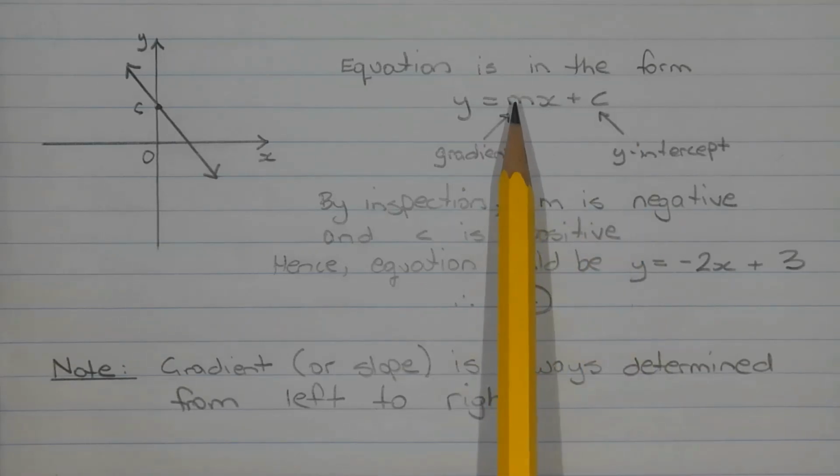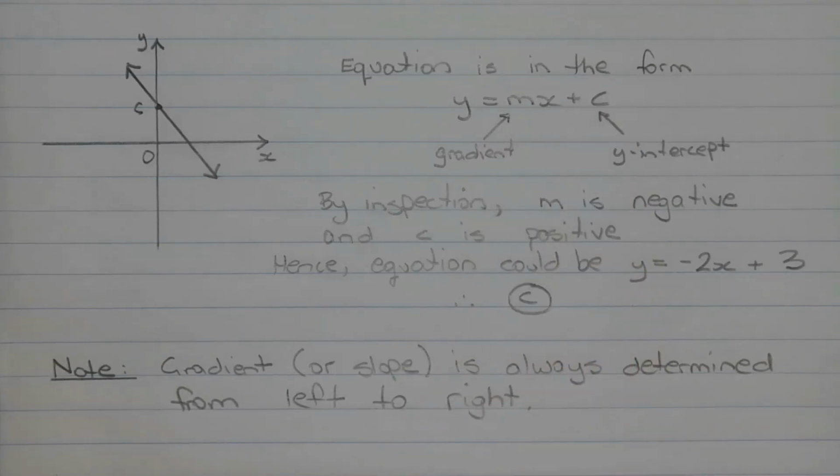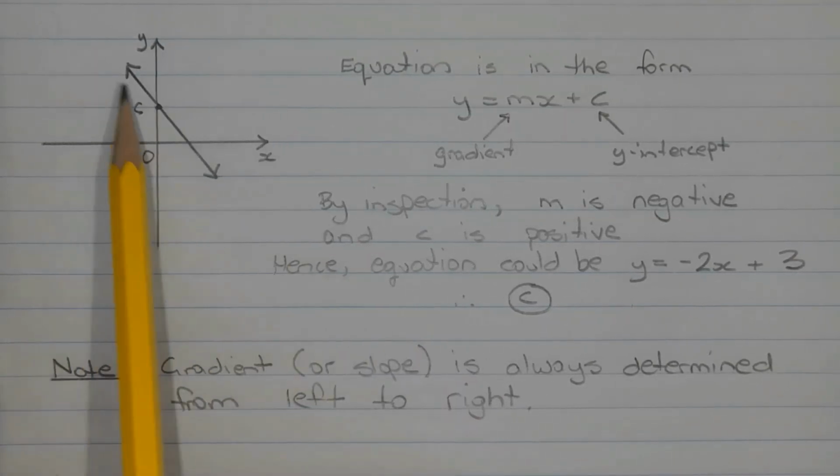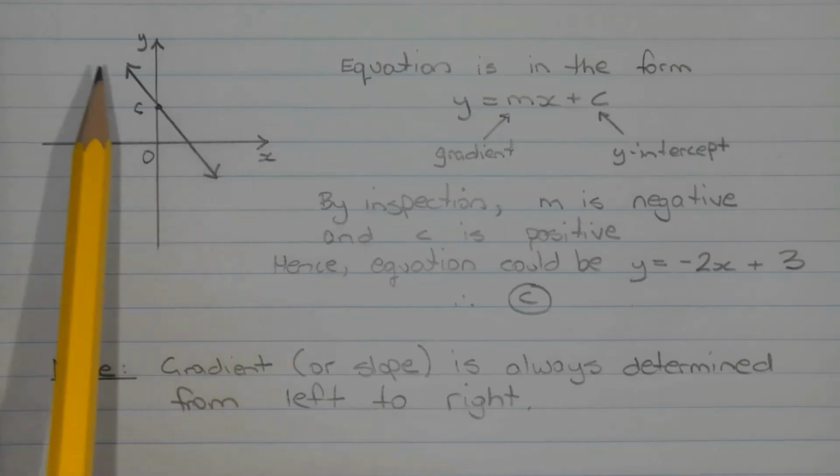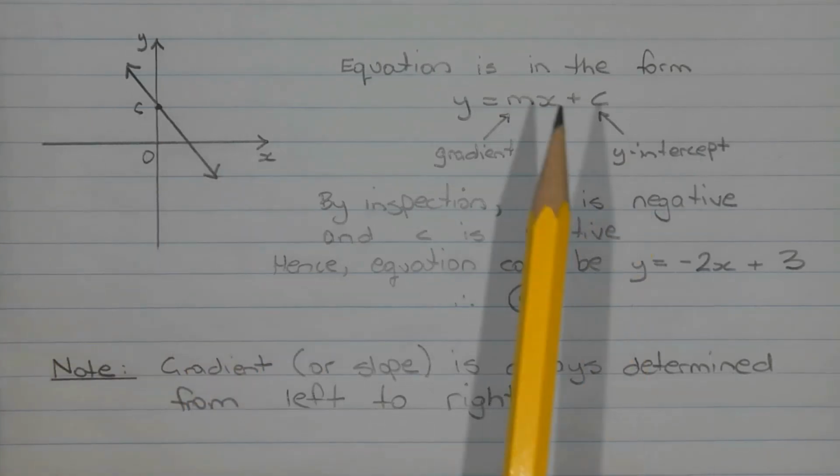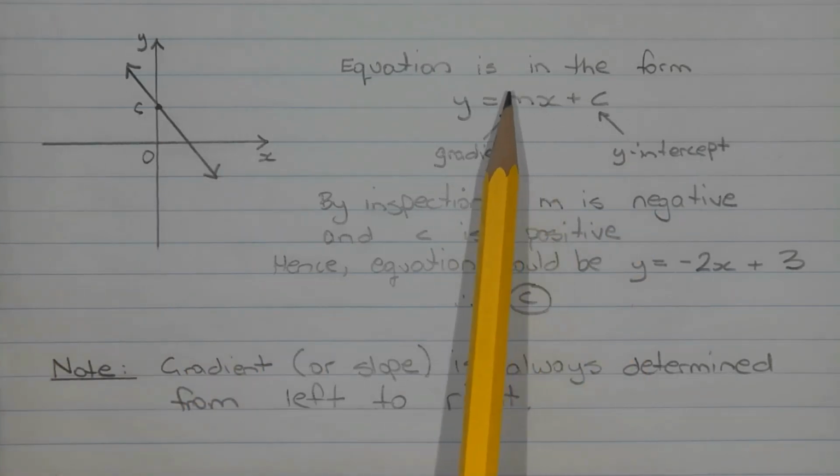represents the gradient of the line and c represents the y-intercept, and that's the point where the line crosses the y-axis. Now, as a side note, the gradient or slope of a line is always determined from left to right. So looking at our line, from left to right, we can see that it's going downhill. That means the value of m must be negative.